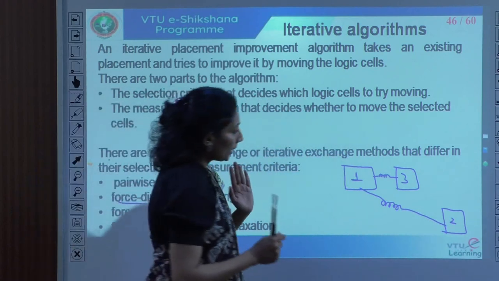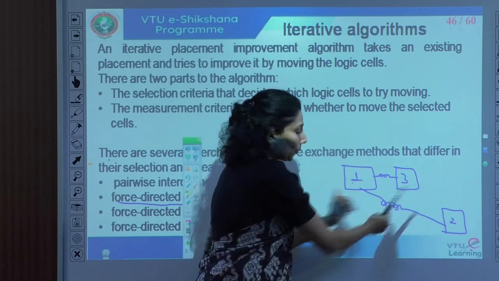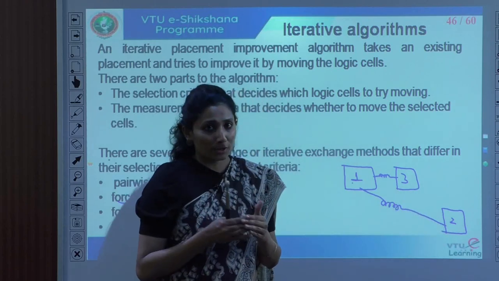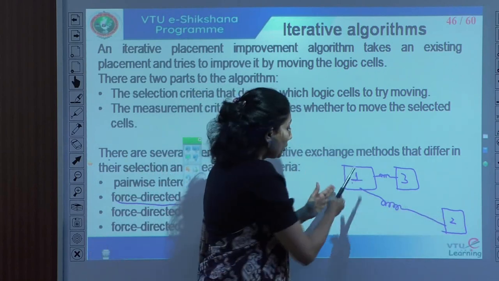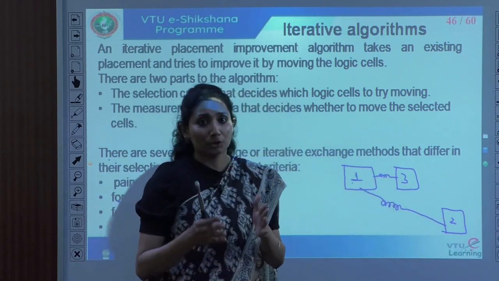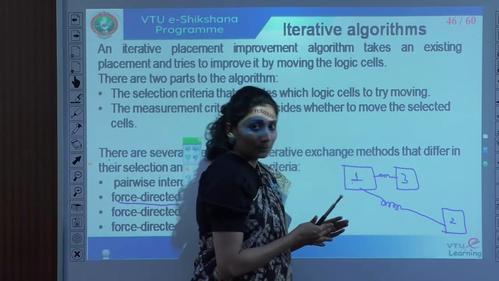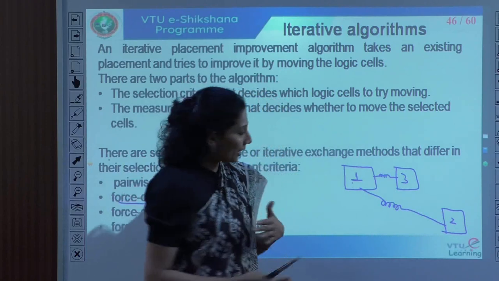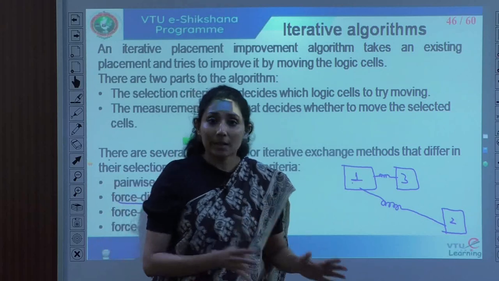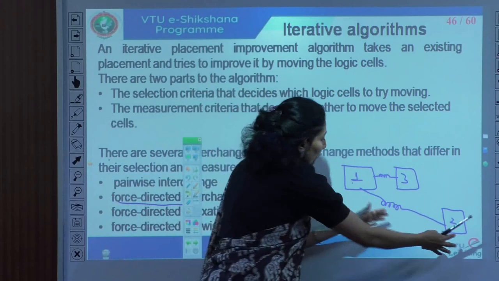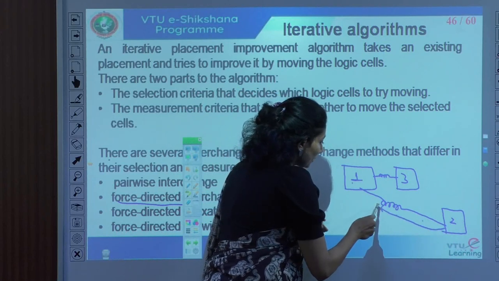Now, under this condition, between 1 and 2, in the spring, you will have more force. The tension will be more because 2 is placed far away from 1. Between 1 and 3, there won't be much force because they are placed close to each other compared to 2. So when they are placed far away, the tension is more or the force exerted is more, so bring them close. When you try to bring them close, what will happen? 2 has to be moved somewhere here.